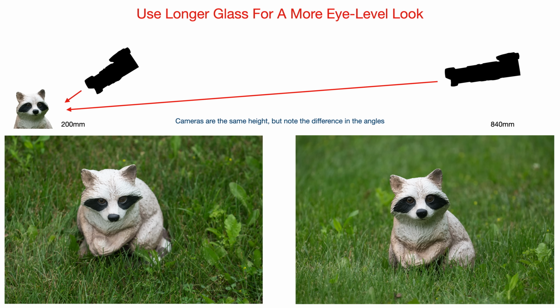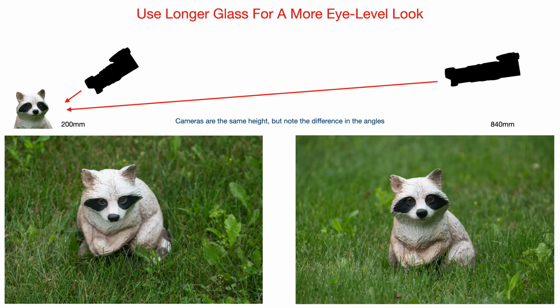On the left, we're close to our subject with a short lens, and you can see the angle it creates is quite steep and will result in an image where it looks like we are really shooting down on our subject. Again, there are times that perspective can work, but in my experience, those are few and far between.